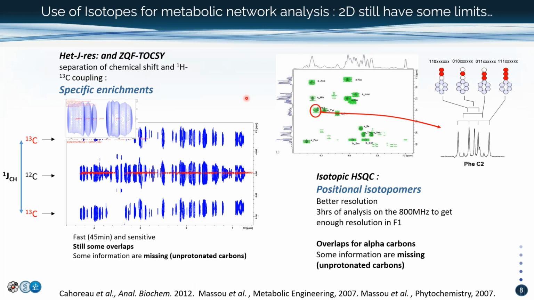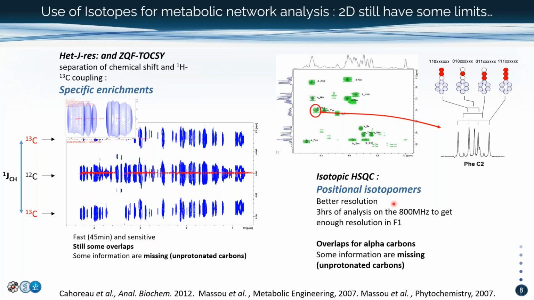And we developed different strategies from indirect, so going through protons. For example, here, this is an example of heteronuclear sequence, where we can extract protons linked to C12 and protons linked to C13, and this is a quantitative sequence. The same is doable with ZQF TOCSY, and we can quite fast have information on a crowded spectrum that is not exploitable in 1D.